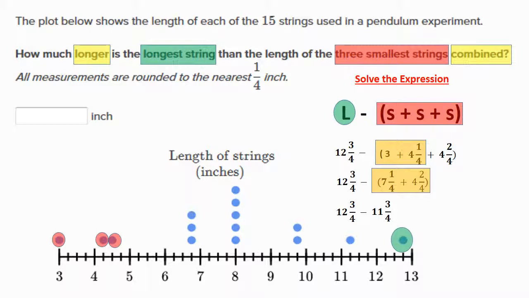Now that we have combined all the small strings, we can see what the difference is, or how much longer the longest string is, by subtracting the combined length of the three smallest strings from it. So we have 12 3/4 minus 11 3/4, which gives us 1 inch. So we can say that the longest string is 1 inch longer than the combined length of the three smallest strings.